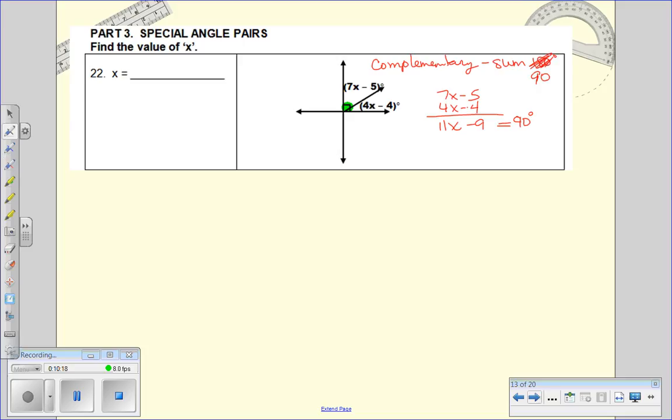So now we can solve for x. I want to get the 11x by itself, so we'll add 9 to both sides. That'll give us 11x is equal to 99. Get the x by itself by dividing both sides by 11. And that'll give us x is equal to 9.